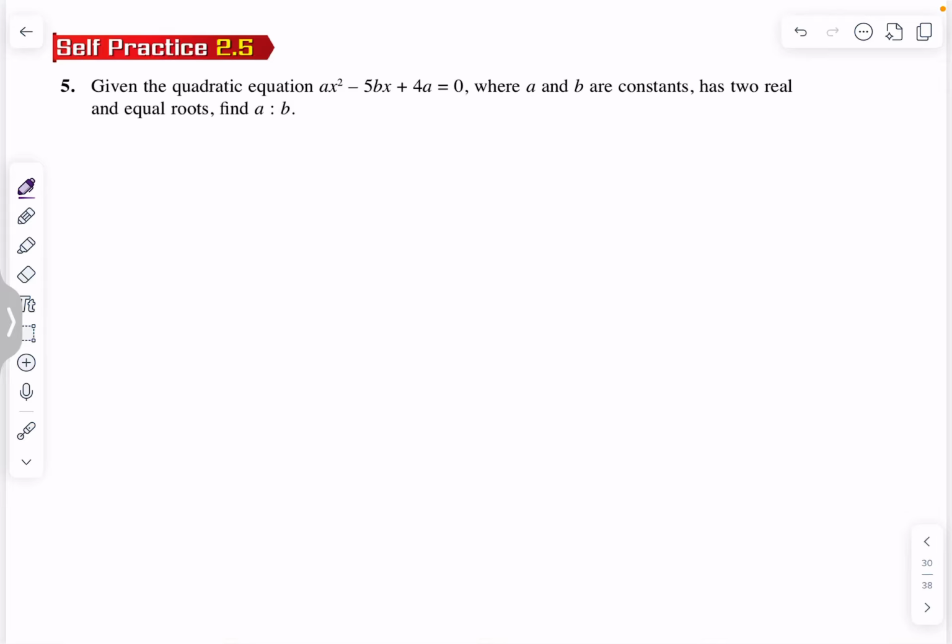Question 5. Given the quadratic equation has two real and equal roots, find the ratio of a to b. Okay, two real and equal roots means b square minus 4ac equal to 0. So from here, our a is a, our b is negative 5b, and our c is 4a.